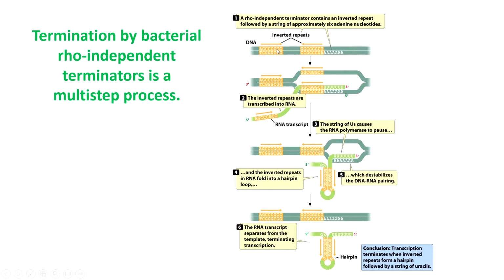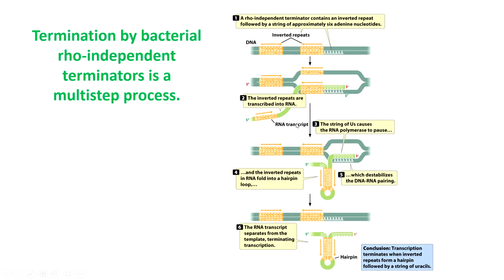So here you see CCG, this is GGC, and so it's a mirror image of itself. And then immediately following these inverted repeats, there has to be about 6 adenine nucleotides for this to qualify as a termination signal.